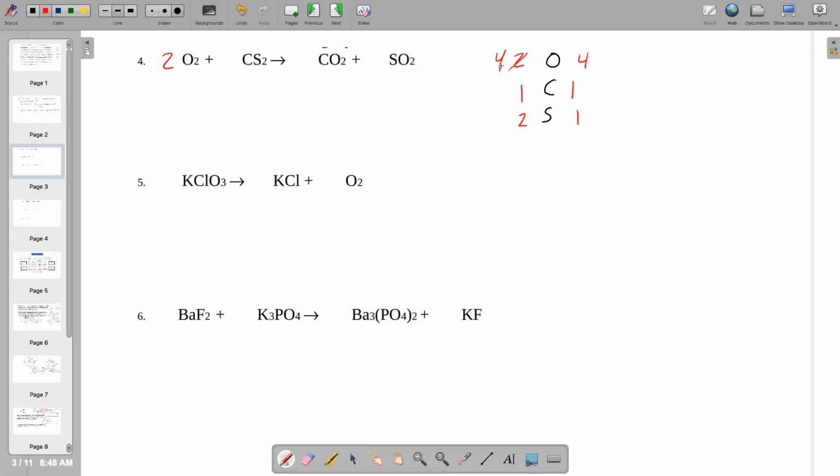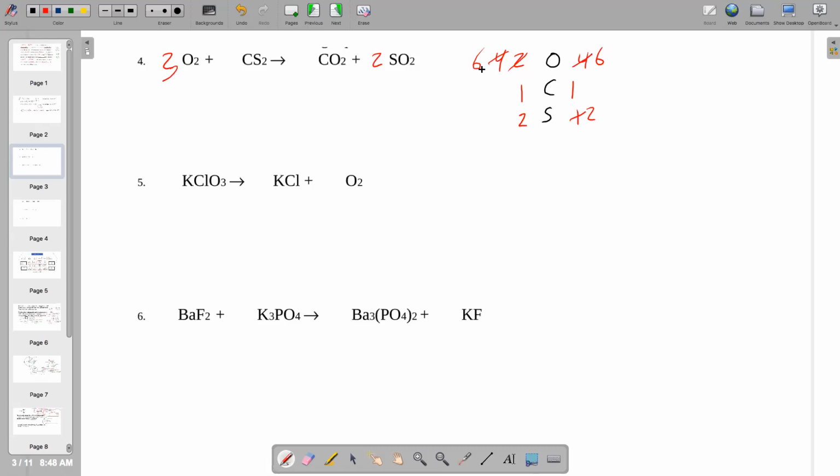But the sulfur is not balanced. So if you put a 2 in front of the sulfur dioxide on the right, that doubles the number of sulfurs, but it also increases the number of oxygens to 6. So it turns out that that 2 in front of the oxygen wasn't right. That 2 has to be a 3. Now you got 6 oxygens.